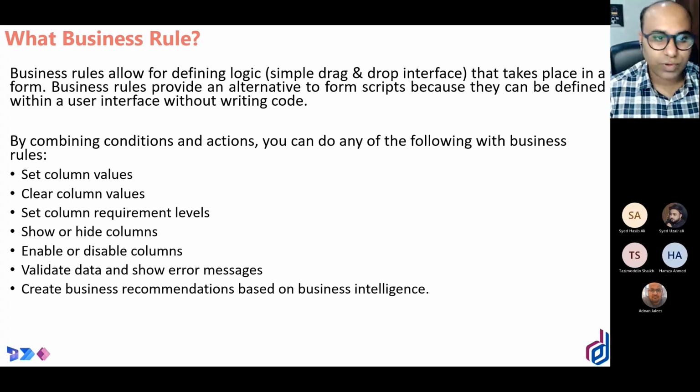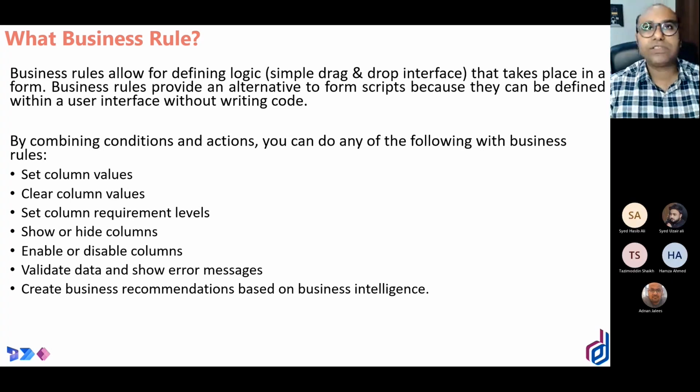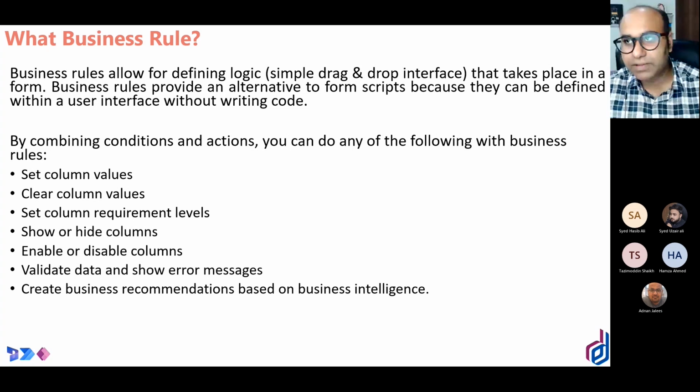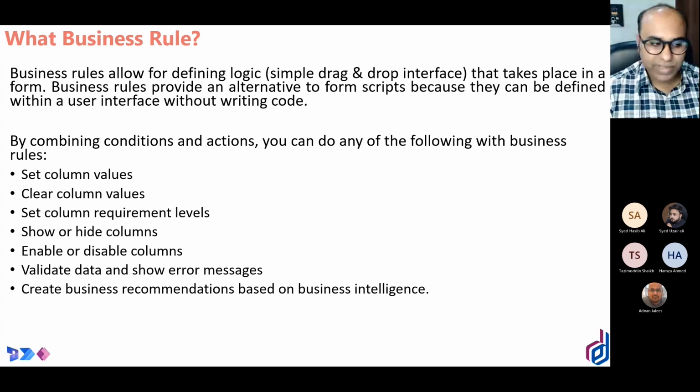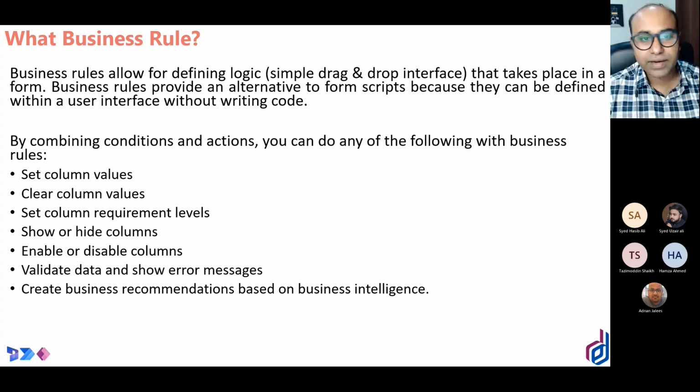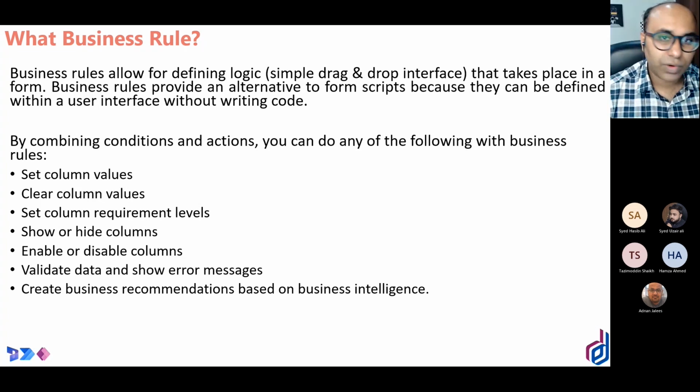Now what kind of rules or actions can we do using rules? Rules are not just some kind of conditions or validations. There could be some actions also. As an example, we can set column values. That means we can set a value of a column or a field based on a condition. Let's say if the account belongs to a certain industry type, you want to fill in some particular code, so we can do that.